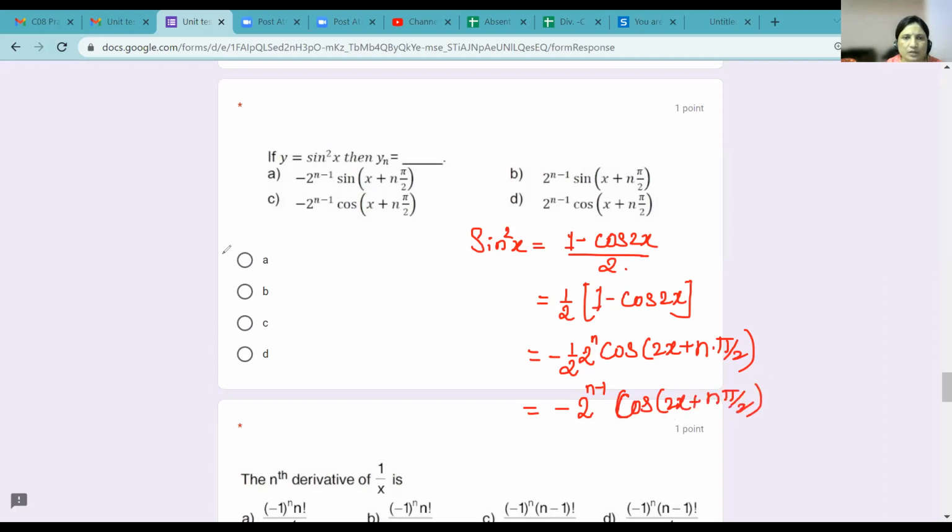So actually all options, I think, given C and D were possible, but in this example 2 is missing. Even in this option the 2 is missing. So option C is the correct option, isn't it? In this place we needed 2. Okay. So the third option is the correct option.